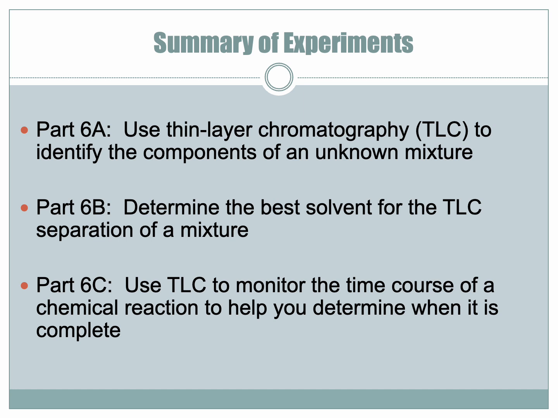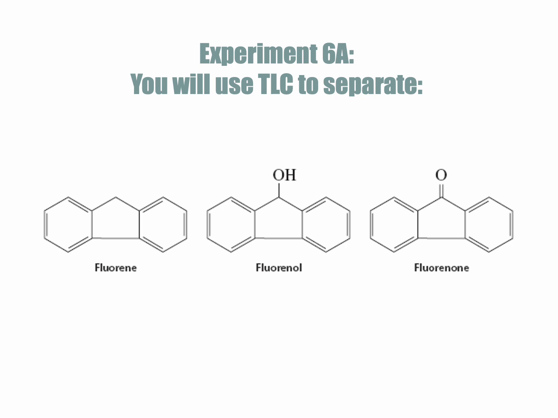Okay, so that's the theory, that's the idea of TLC. Now let's look at the experiments we're going to do. We're going to do 3 experiments, 6A, 6B, and 6C. In 6A, we're going to use thin layer chromatography to identify the components of an unknown mixture. In part B, we're going to determine the best solvent for the TLC separation. Like we just said, we've got to find the ideal polarity. And in part C, we're going to use TLC to monitor the time of a reaction to help us determine when it's complete. So in 6A, we will use TLC to separate fluorene, fluorenol, and fluorenone.